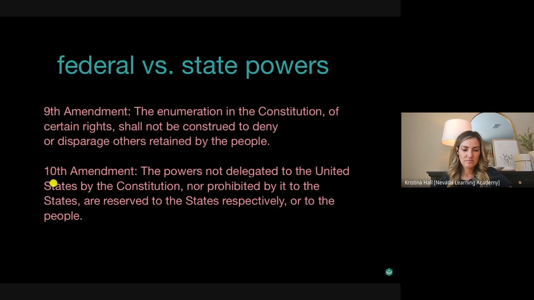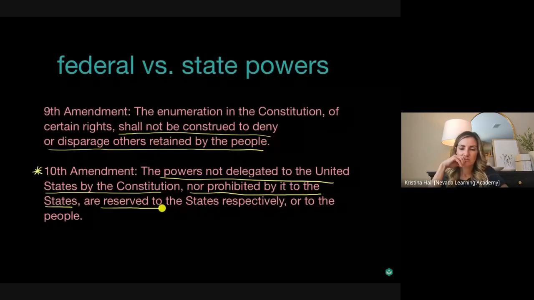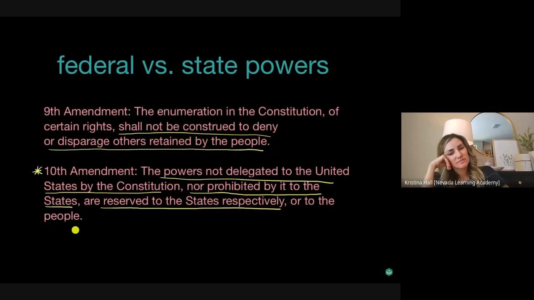And the 9th and 10th Amendment in particular are anti-federalists' attempt to limit the federal government's power. So the 9th Amendment says, the enumeration in the Constitution of certain rights shall not be construed to deny or disparage others retained by the people. And even more important, the 10th Amendment, and this is really speaking to federal versus state powers, the powers not delegated to the United States by the Constitution, so not delegated to the federal government, nor prohibited by it, the federal government, to the states, are reserved to the states respectively, or to the people.